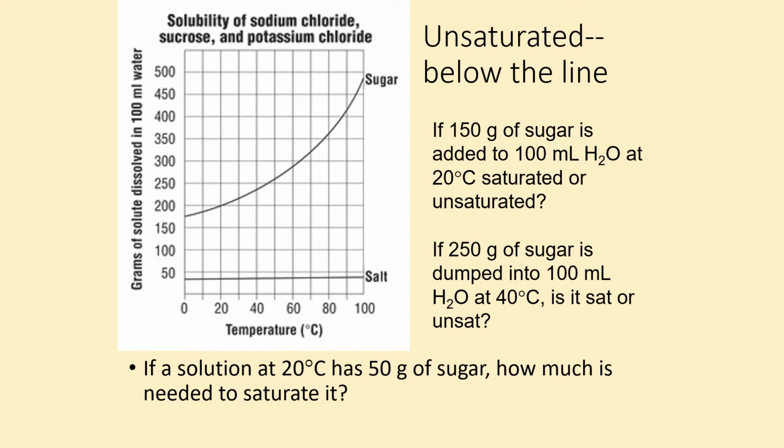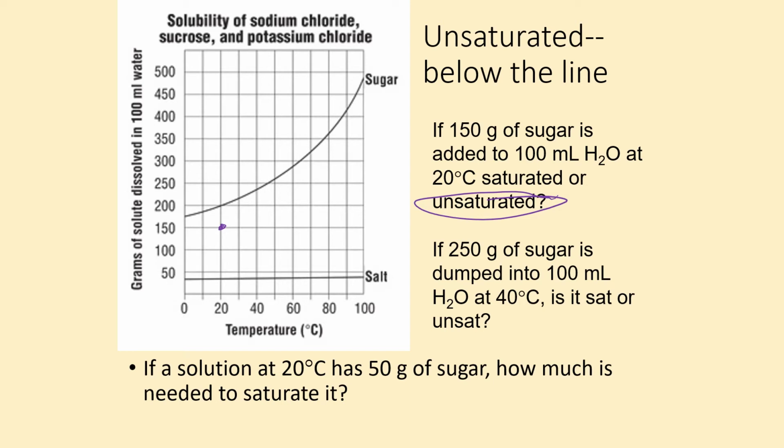So if I had 150 grams of sucrose dissolved in 100 milliliters of water at 20 degrees, would it be saturated or unsaturated? So here's 20 degrees, here's 150. It's right there at that purple dot. It would be unsaturated because you could still get almost 50 more grams to dissolve.